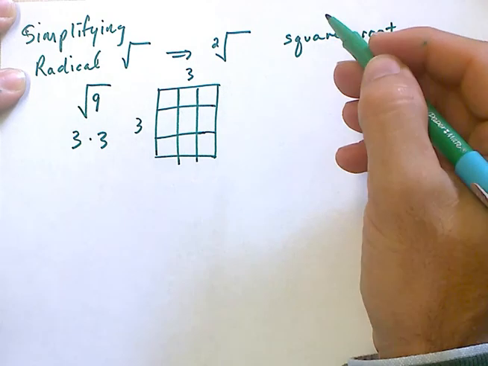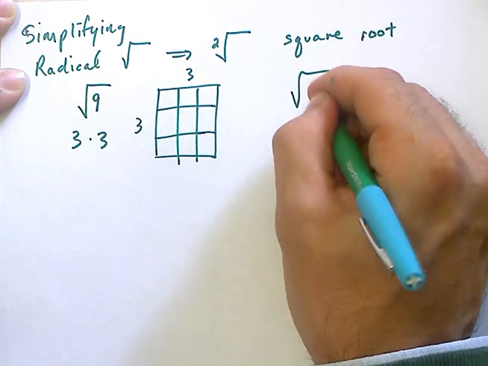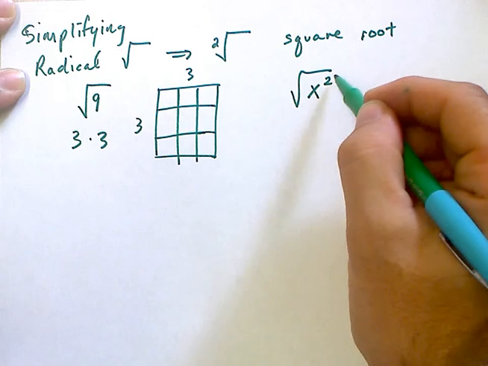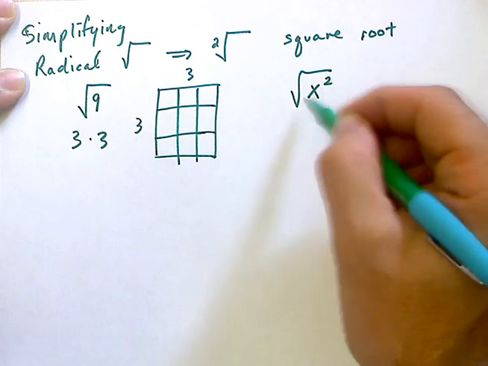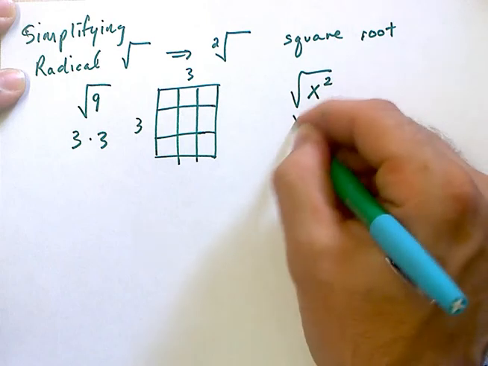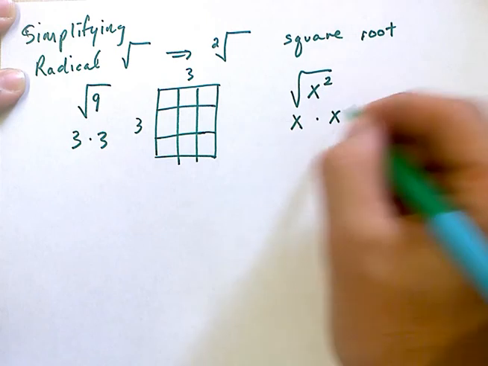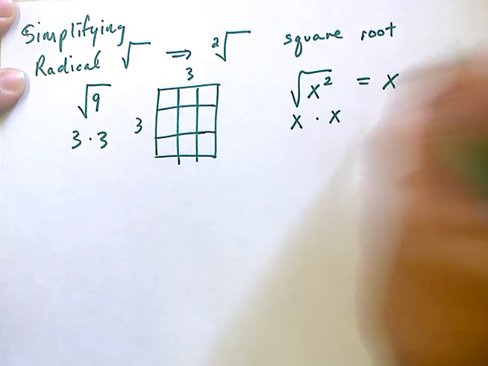Now you can also use a variable when you're working with square roots. Let's say you have x squared. The square root of x squared is what variable times itself will give you x squared. That'd be x. So the answer to this would be x. Answer to this here would be 3.